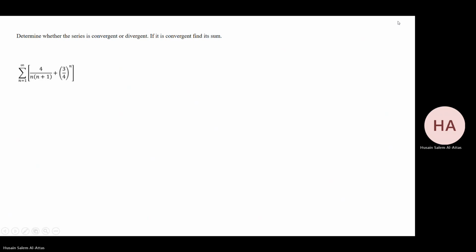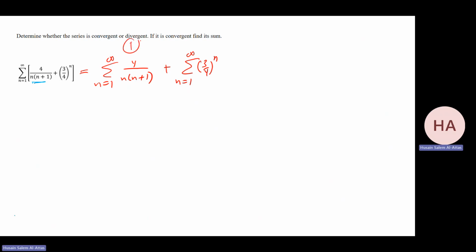Okay. Determine the series convergence, and if convergent, find the sum. Very clear. I have two different questions. I have this summation and I have this summation. I'm doing this because I know they are convergent. Now let me call this 1 and this 2.